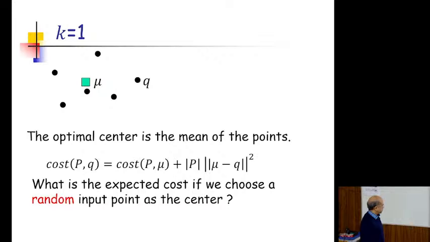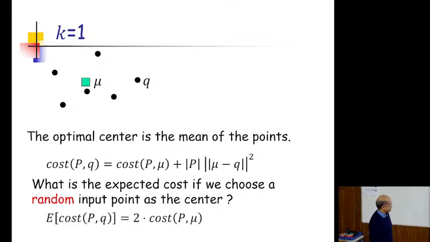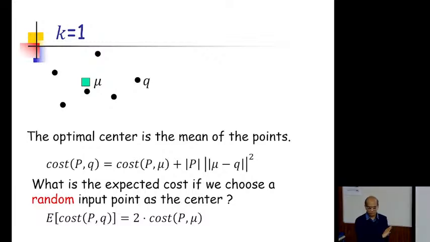Great. Now, let me ask a slightly different question. What if instead of picking the mean, I pick a random point? So I pick a uniformly random point from the set of input points. What is the cost? How bad is that? All you have to do is take an expectation where q is a randomly chosen point, and it turns out that this quantity is equal to this quantity. So if you do that calculation, if I choose a random point q, the expected cost is just twice cost(P, mu). That's great. If you wanted a 2-approximation, you don't even have to compute the mean, you can just pick a random point.